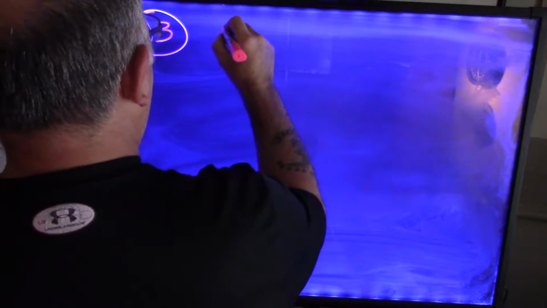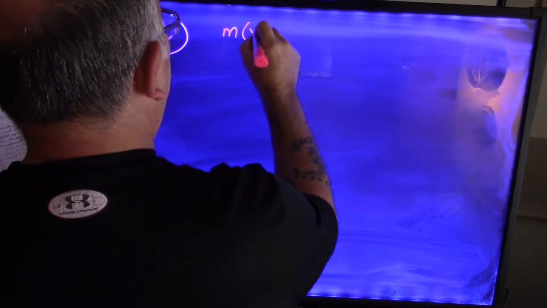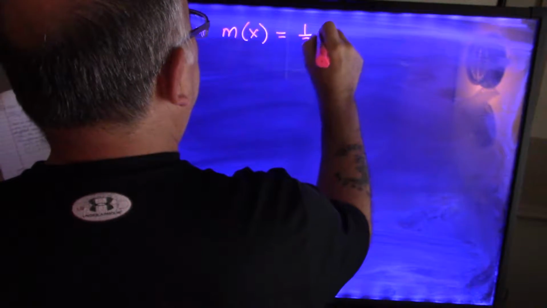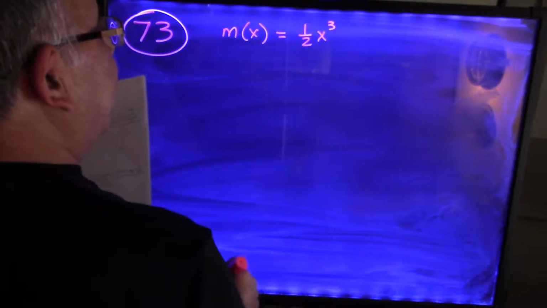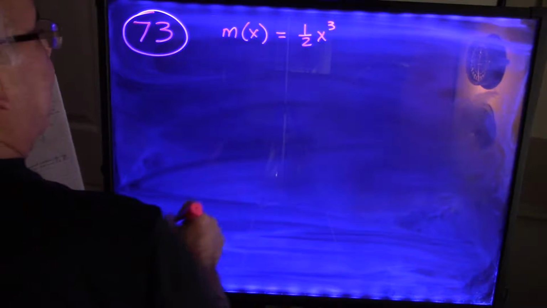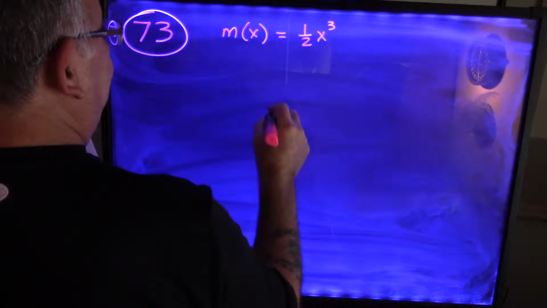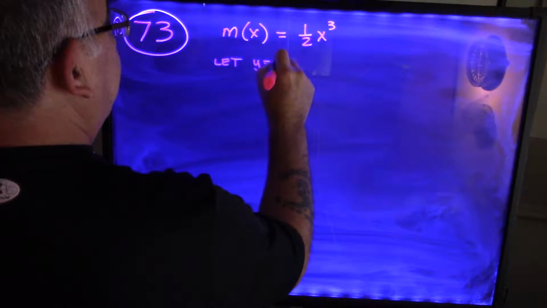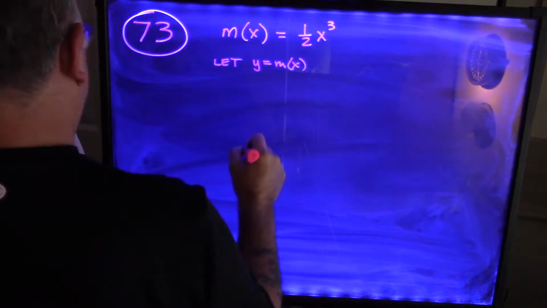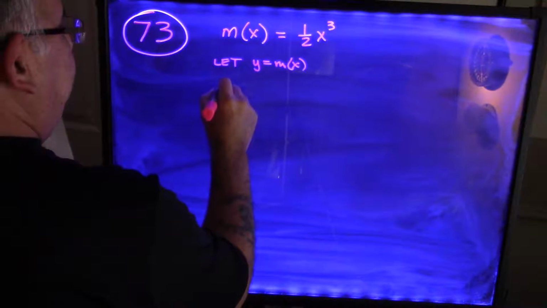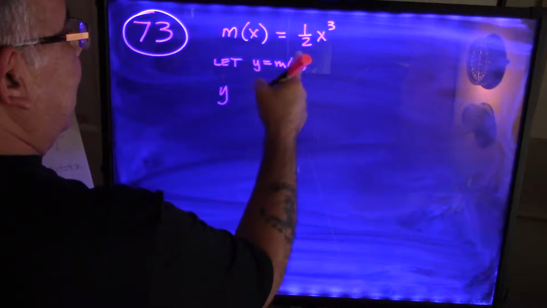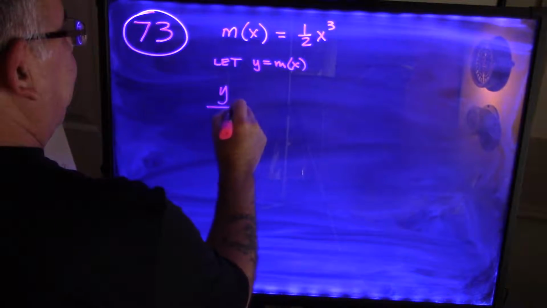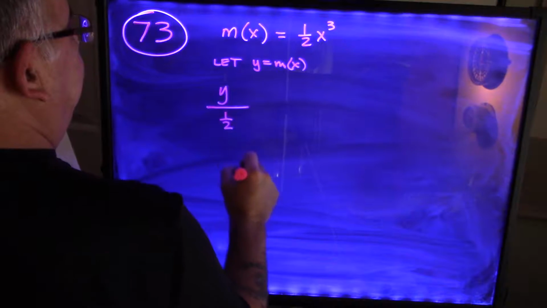Number 73. M of x equals 1/2 x cubed. So this is taking your toolkit function y equals x cubed and doing some transformations here. So I'm going to let y equal m of x. And so we're going to have y equals 1/2 x cubed, and then divide both sides by 1/2.